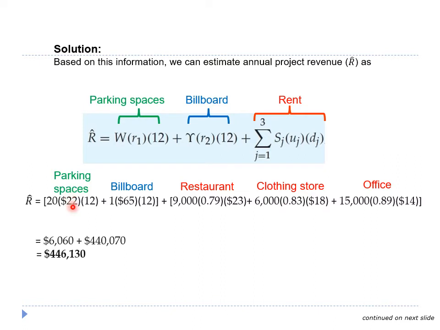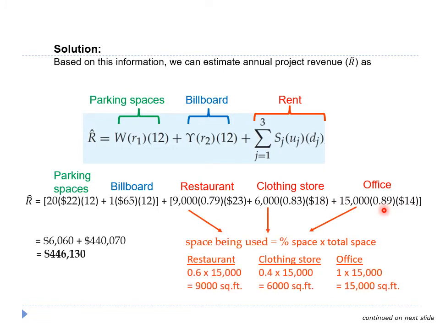This is the revenue from the parking space, billboard, restaurant, clothing store, and the office. The first number of each of these terms here refers to the space being used. Restaurant occupies 9,000 square feet, which is 60% of the total retail space at first floor. A clothing store occupies 6,000 square feet, which is 40% of the total retail space at first floor, whereas office occupies the entire second floor, which is 15,000 square feet.